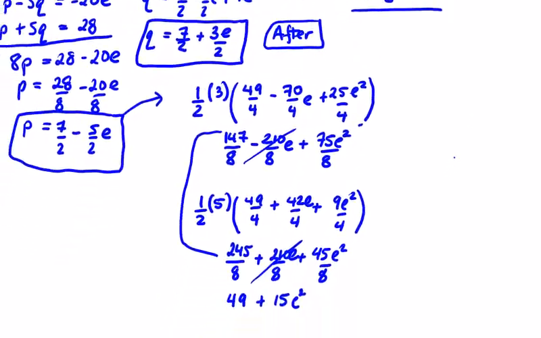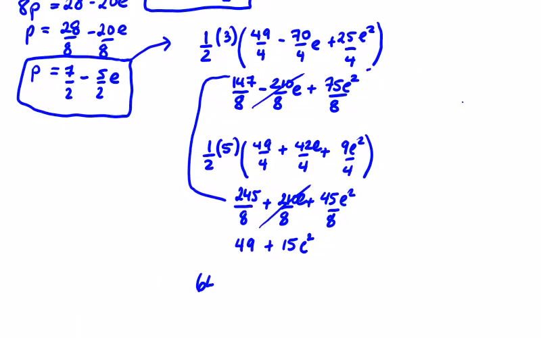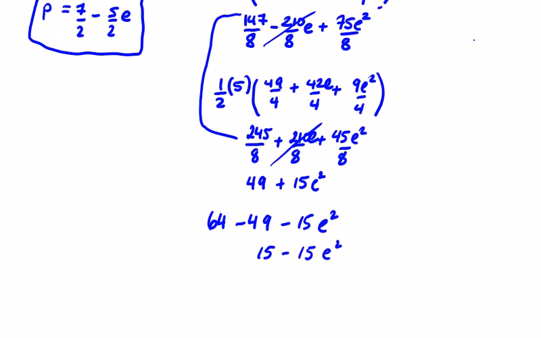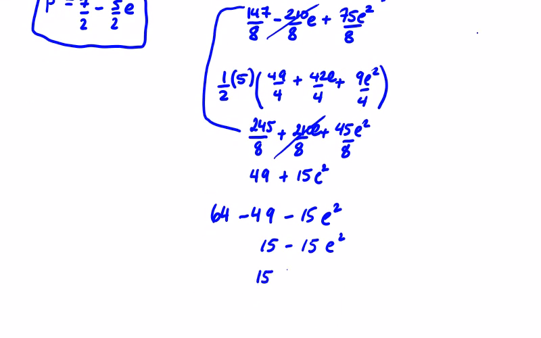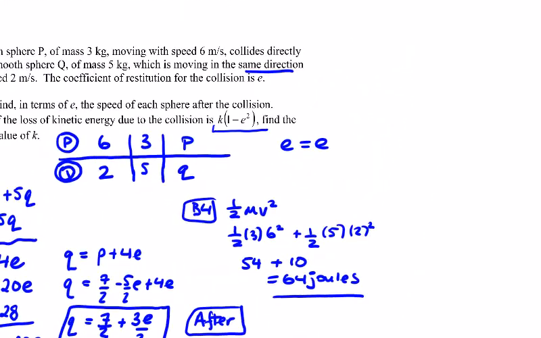What was it before? 64. So the change, 64, and we'd have to take away 49 and 15E squared to find out what the change is. So that's 15 minus 15E squared, which factorizes to be 15 times 1 minus E squared. And I do believe that's what they had, something similar, 15 times 1 minus E squared. So you can see there, K is equal to 15.